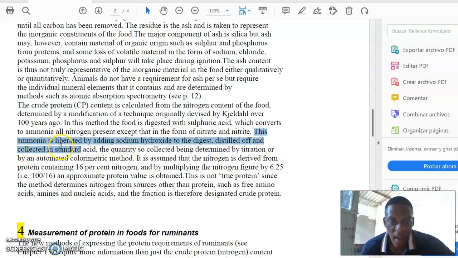This ammonia is liberated by adding sodium hydroxide to the digest, distilled off, and collected in standard acid. The quantity so collected is determined by titration or by an automated colorimetric method.